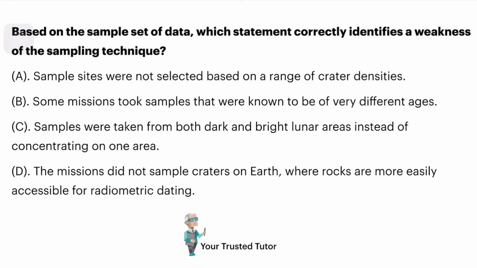Based on the sample set of data, which statement correctly identifies a weakness of the sampling technique? A. Sample sites were not selected based on a range of crater densities. B. Some missions took samples that were known to be of very different ages. C. Samples were taken from both dark and bright lunar areas, instead of concentrating on one area. D. The missions did not sample craters on Earth, where rocks are more easily accessible for radiometric dating.